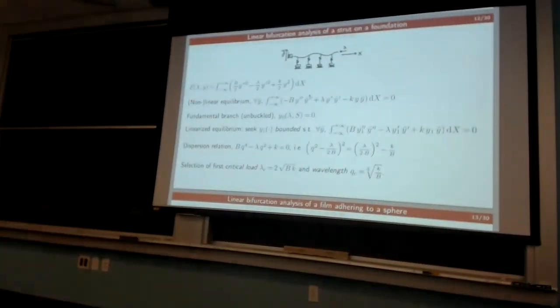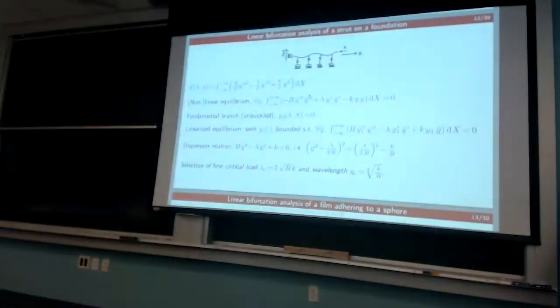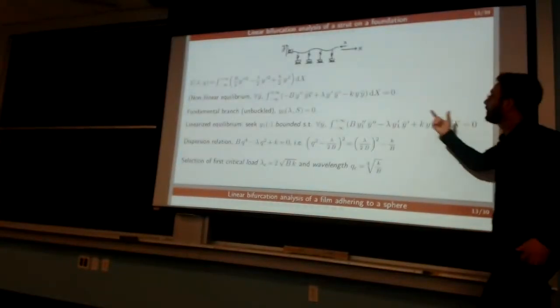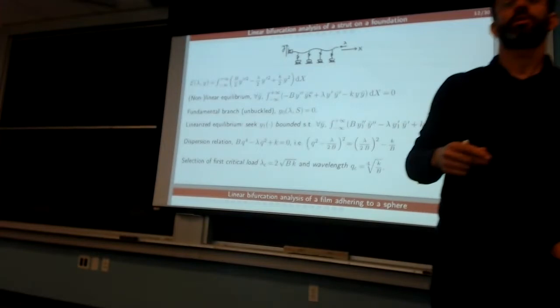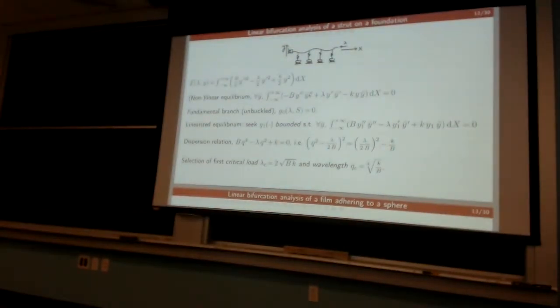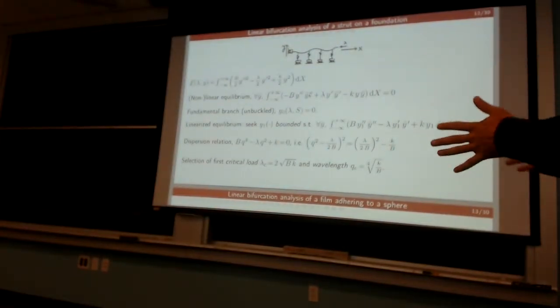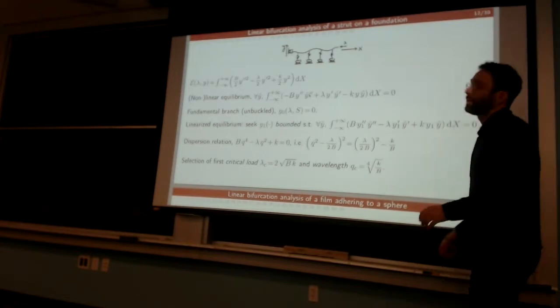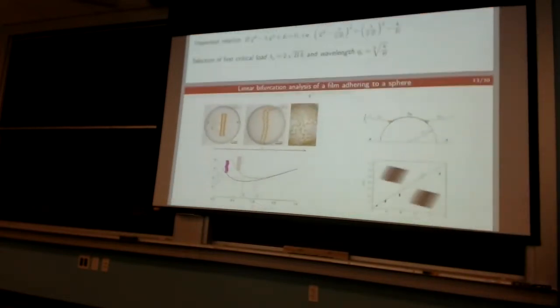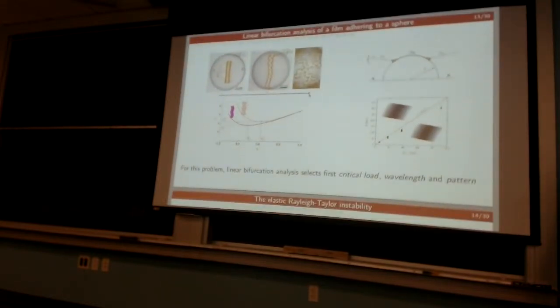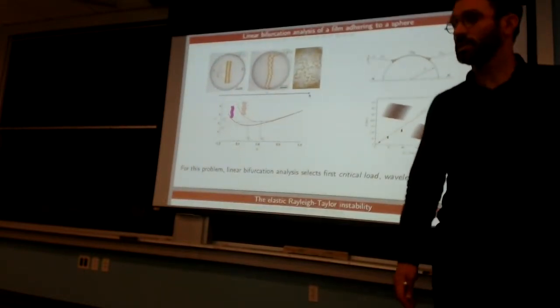So that's typical of a system where the bifurcation is associated with a special wavelength, right? That's typical of systems where you will see a specific pattern with a specific wavelength appearing when you increase the load.